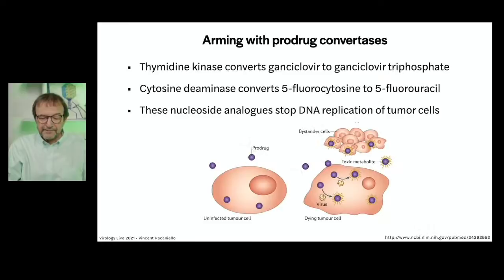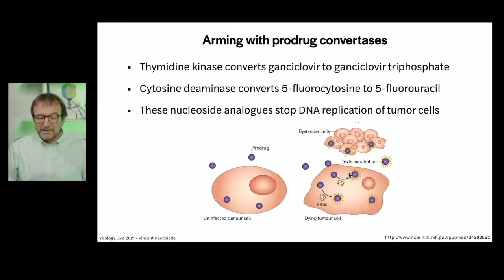An example of arming vectors with prodrug convertases. These include thymidine kinase, which would convert ganciclovir to ganciclovir triphosphate, or cytosine deaminase, which would convert 5-fluorocytosine to 5-fluorouracil. These are nucleoside analogs. They would stop the DNA replication of the tumor cell. And so you would give the patient, say, ganciclovir, which is a prodrug, and then in the tumor cells, the production of TK, for example, by the vector, would allow conversion of that to the inhibitory triphosphate, and that would then kill neighboring cells. It wouldn't require having the vector in all of the cells.